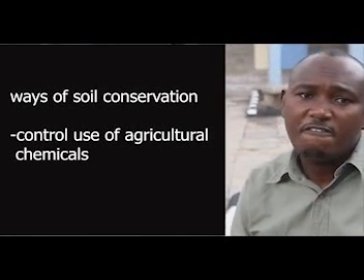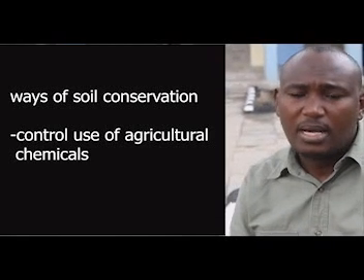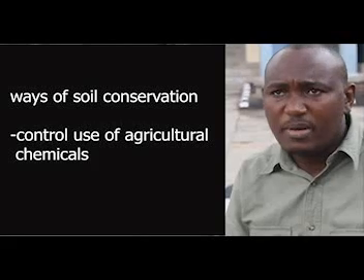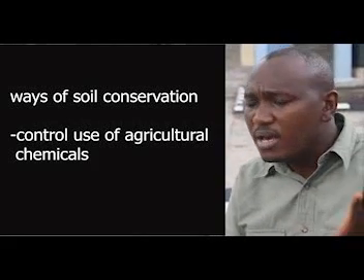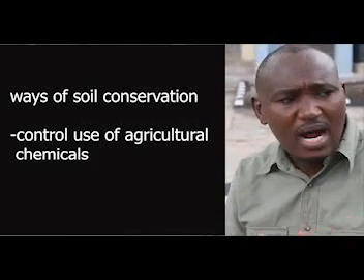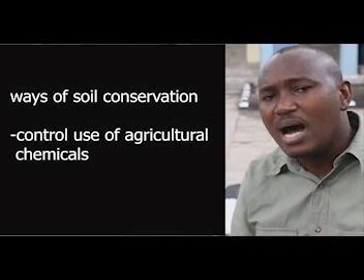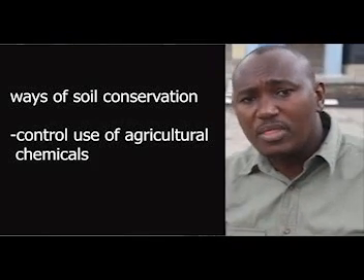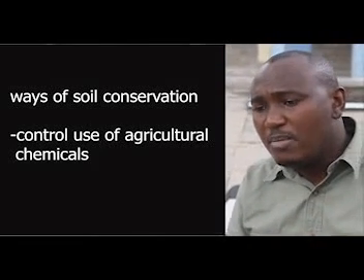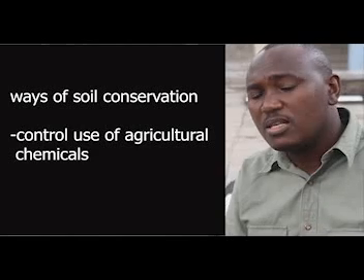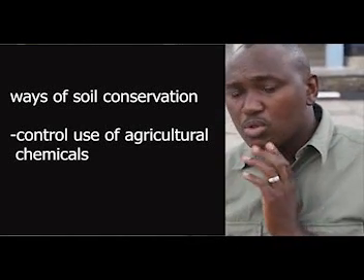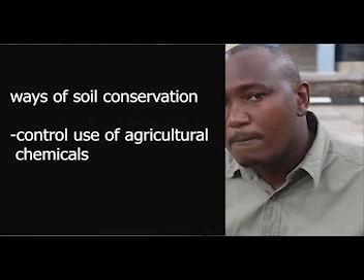Remember, we say that farming cannot take place without using chemicals. And as the world is changing, so many diseases are coming up, and all the time scientists are doing research to come up with chemicals that are going to deal with these diseases. And as a farmer, the farmer should be wise when using these chemicals. That is why we are saying controlled use of chemicals. Yes, use the chemicals, but do what?